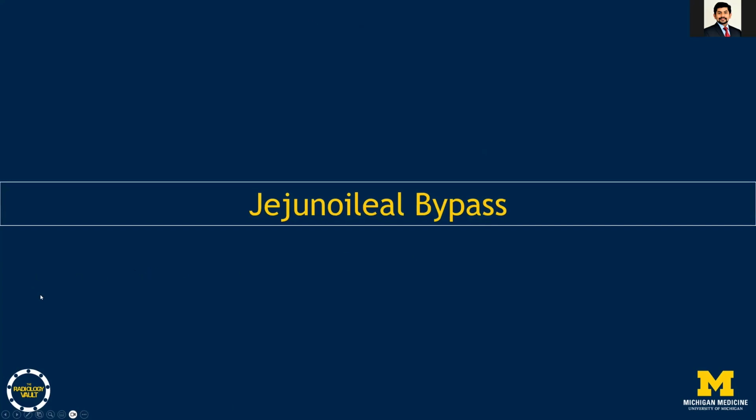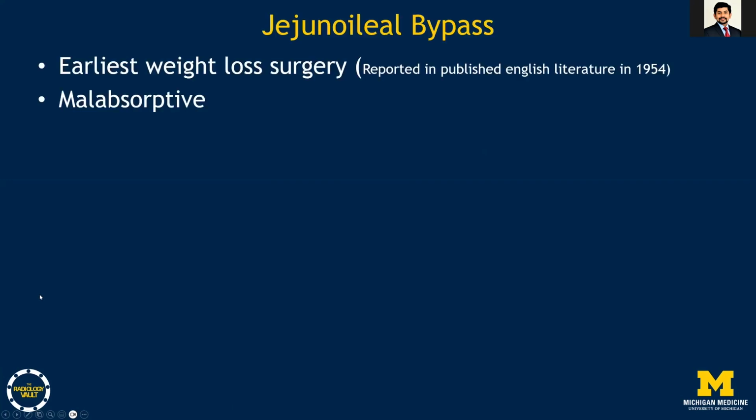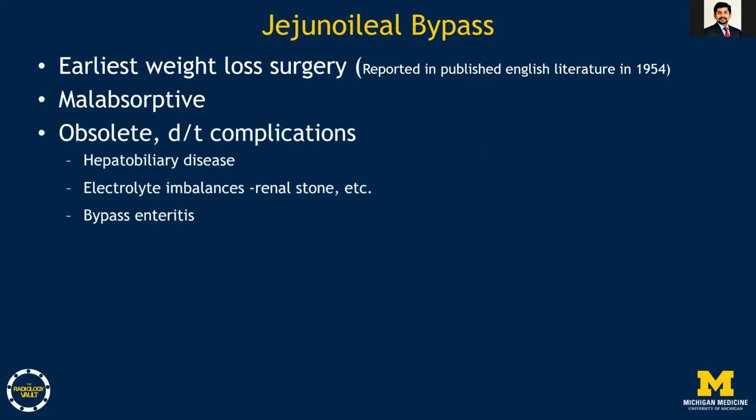Next, we'll talk about jejunoileal bypass. This is one of the earliest weight loss surgeries that has been reported in English literature, somewhere in the 1950s. This is a malabsorptive type of surgery. However, due to complications, it is now obsolete. However, it's better to understand the anatomy. So in rare instances, if you see this kind of anatomy, you can correlate with the surgical history.